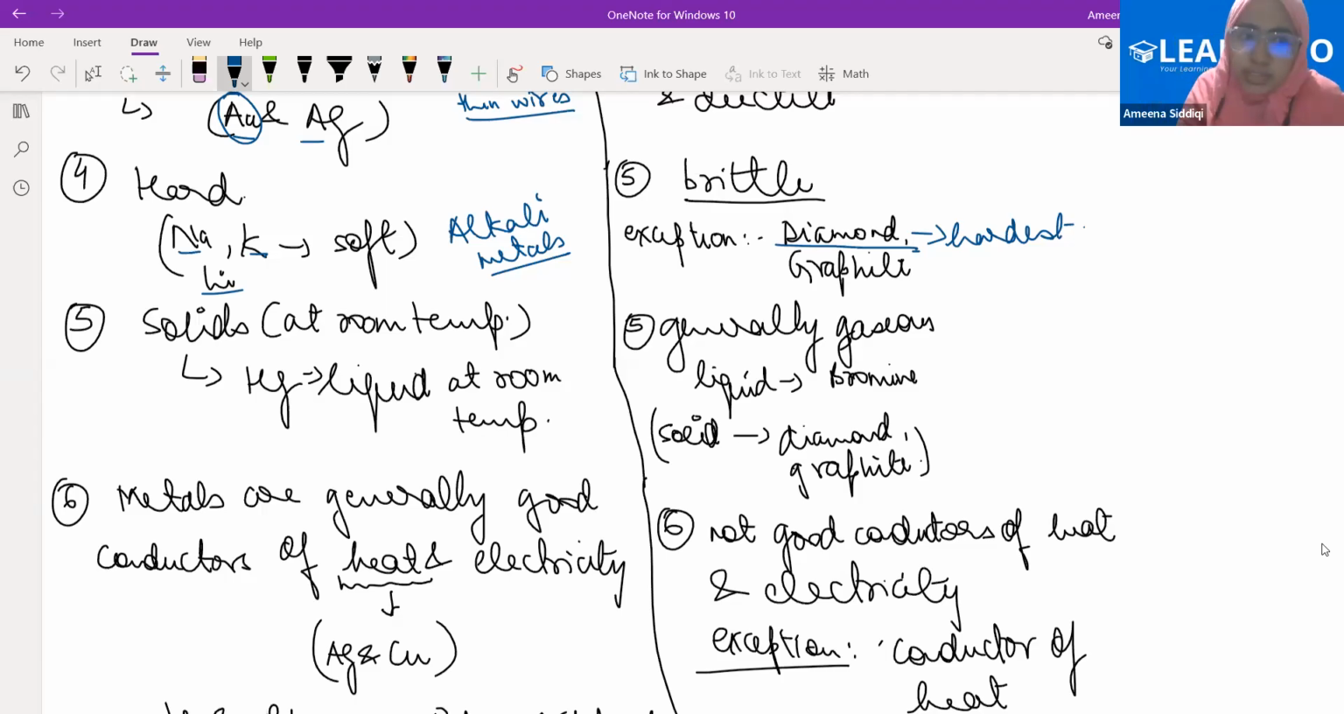The next point is that metals are generally solid.